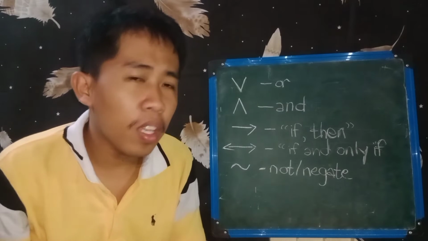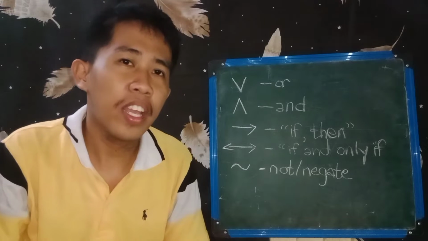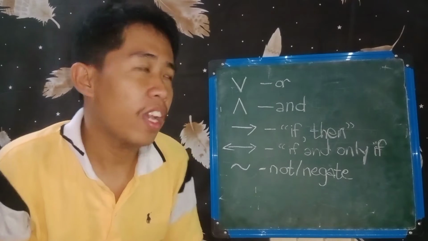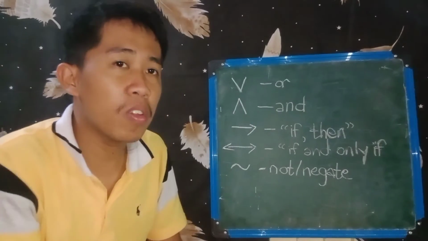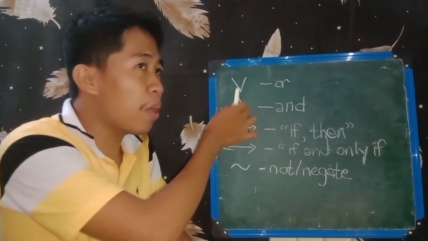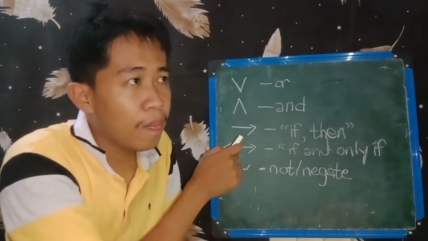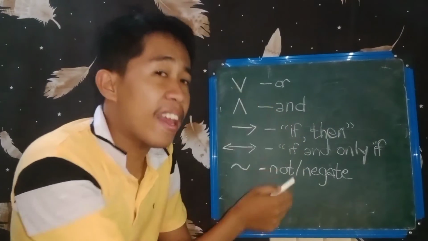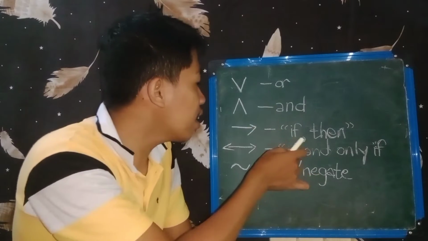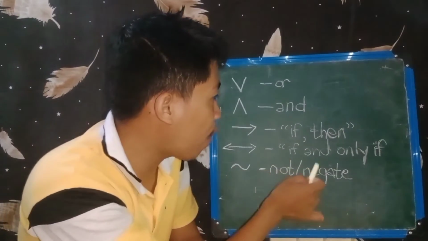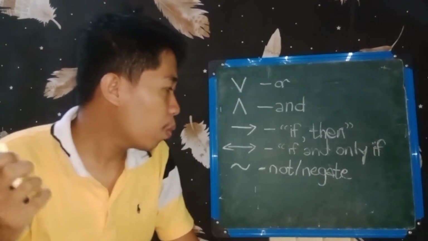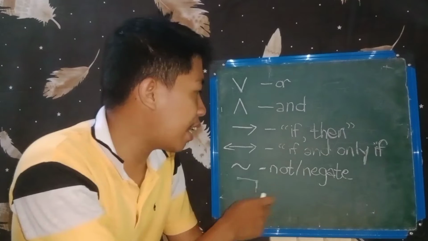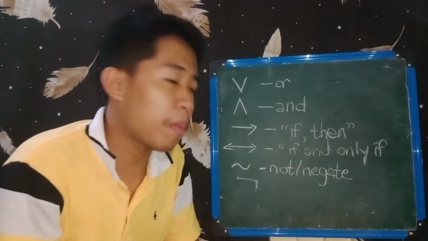But before we discuss how to construct a truth table, we'll first discuss the different symbols to be used on this topic. These are the symbols that we will be using on the table. First is the disjunction operation, this one is the conjunction operation, or the "and", the "if then", and the last one is the "if and only if". And when you see this symbol, it is equivalent to this symbol. This means that you will negate a certain statement.